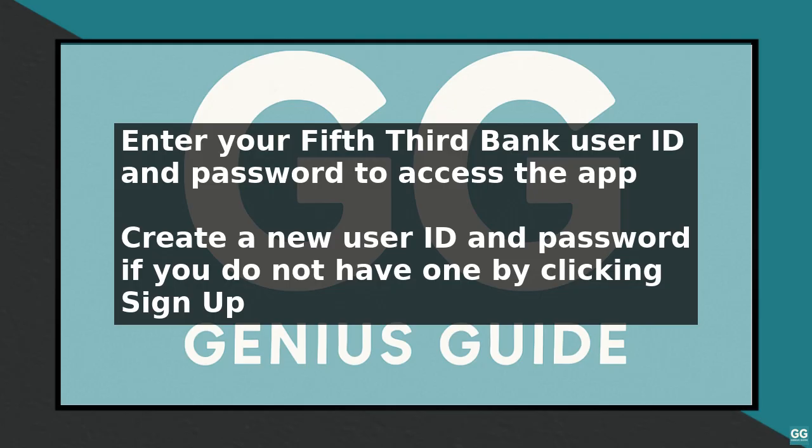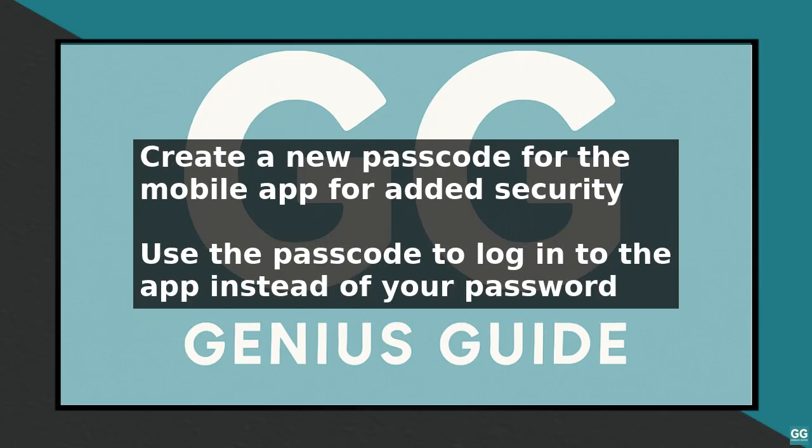If your device supports it, this will allow you to log in to the app quickly and securely using your biometric data. Once you have completed these steps, you will be logged into the Fifth Third Bank mobile app and can start using its features, such as checking your account balances, transferring money, and paying bills.